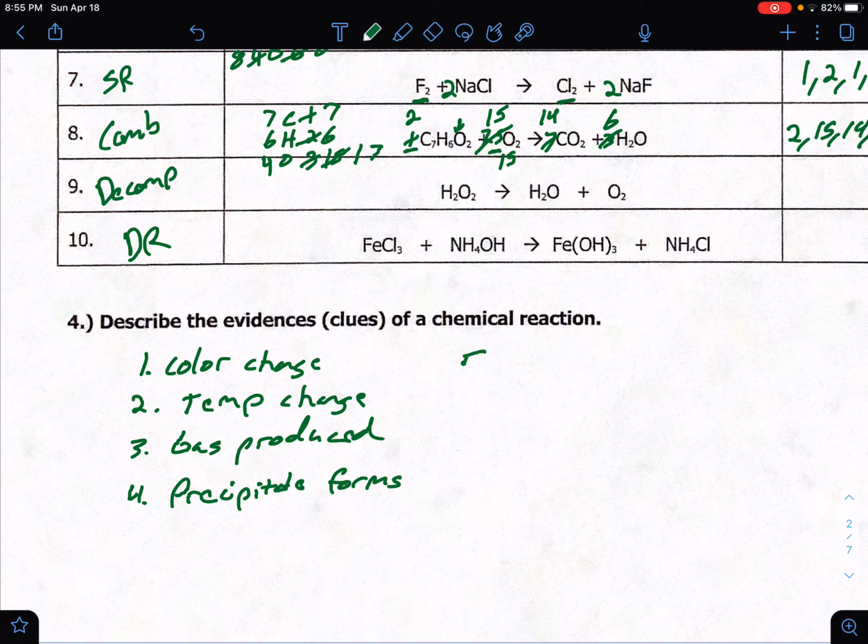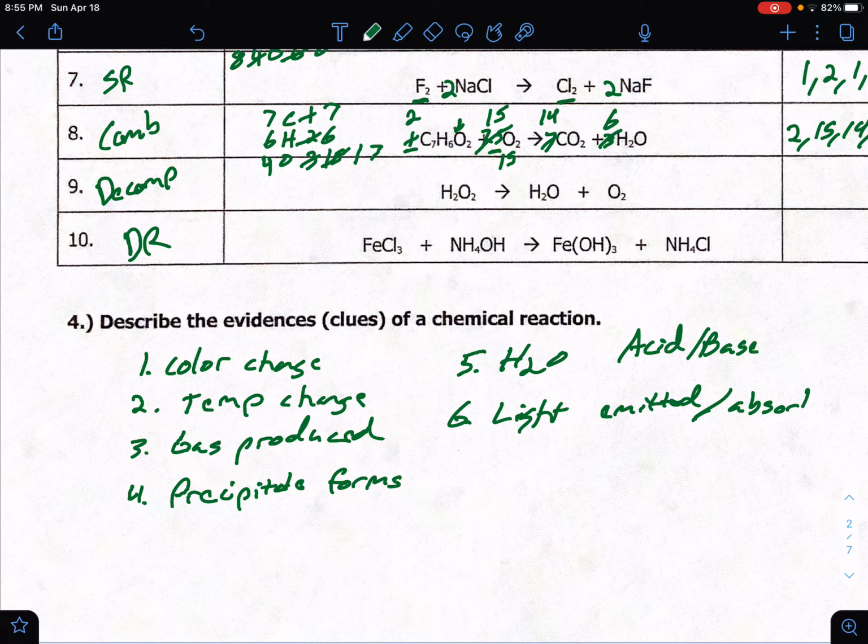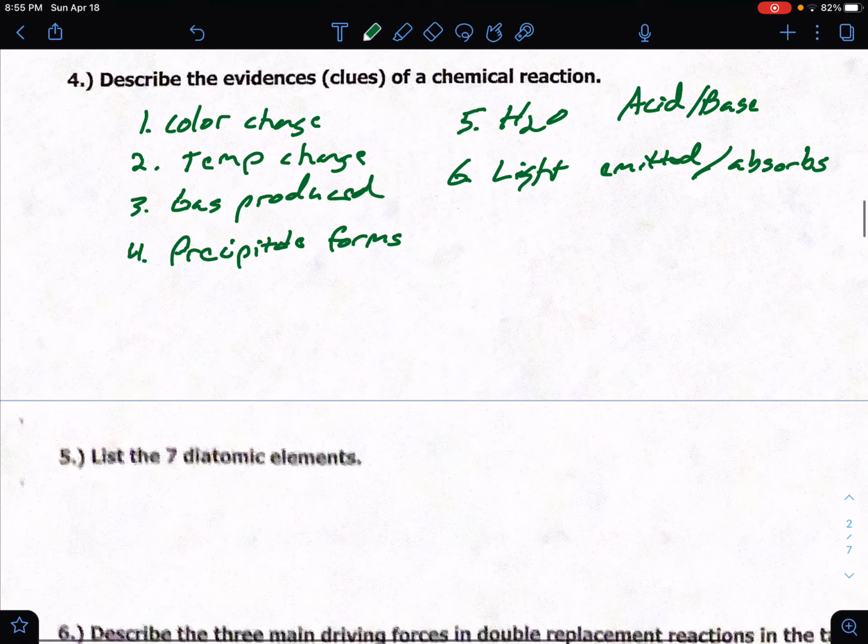Number 5 would be if water was produced. Usually that comes from your acid-base reactions. I take an acid and a base, neutralize them, and that produces water. And then my last one is light is emitted. It creates a light, like a flash, or it actually absorbs light. You don't have to worry too much about those, but you do need to know these. We don't have to go too in depth. These are just evidences of a chemical reaction.